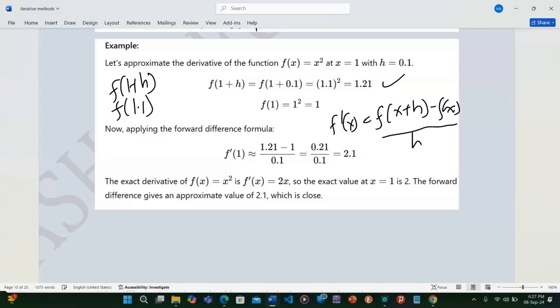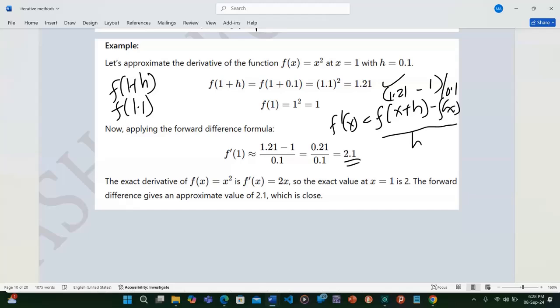And this is going to be, we said f of x plus h is equal to 1.21 minus f of x, whereby x is equal to 1, okay? And we got that f of 1 is 1, divided by the step size, which is equal to 0.1. So we'll be able to get 2.1, and that means that the approximate value of f prime of x at x equals 1 is 2.1.